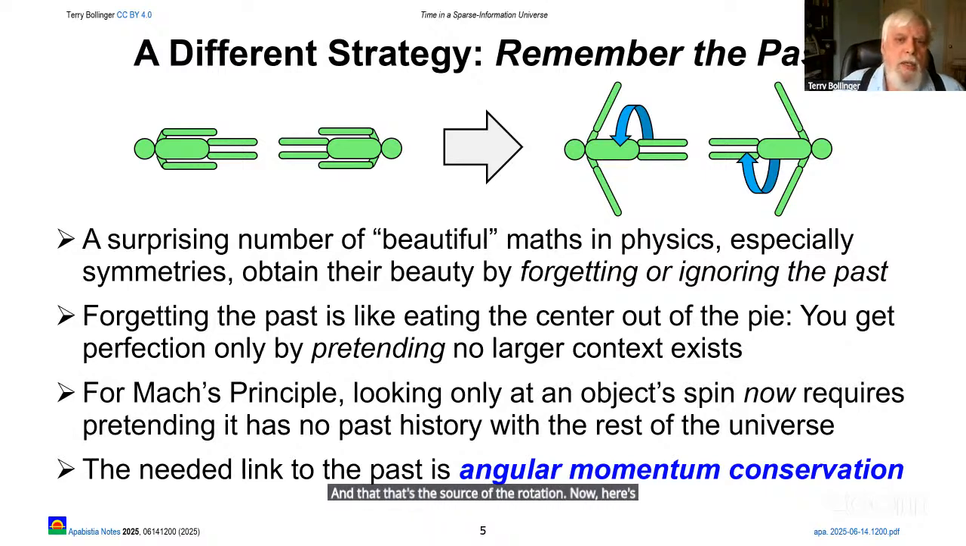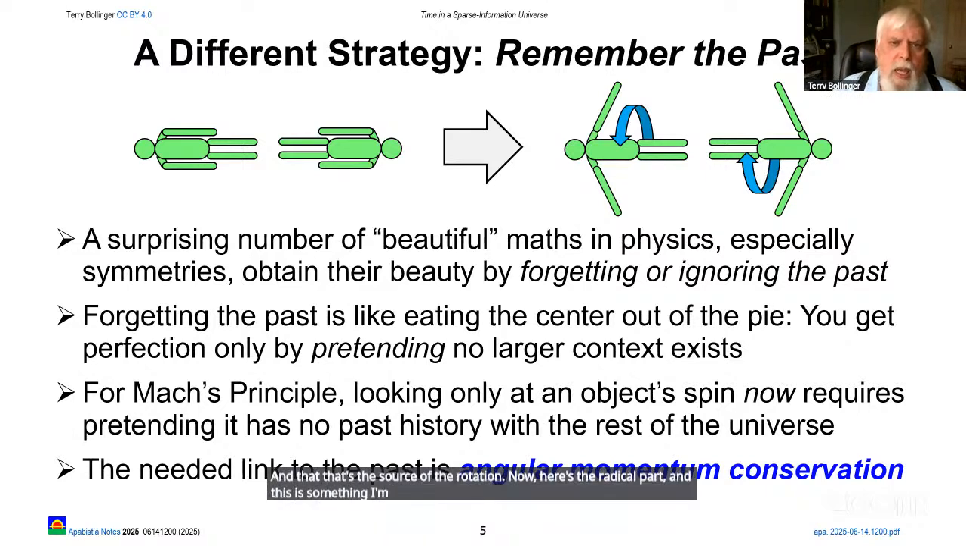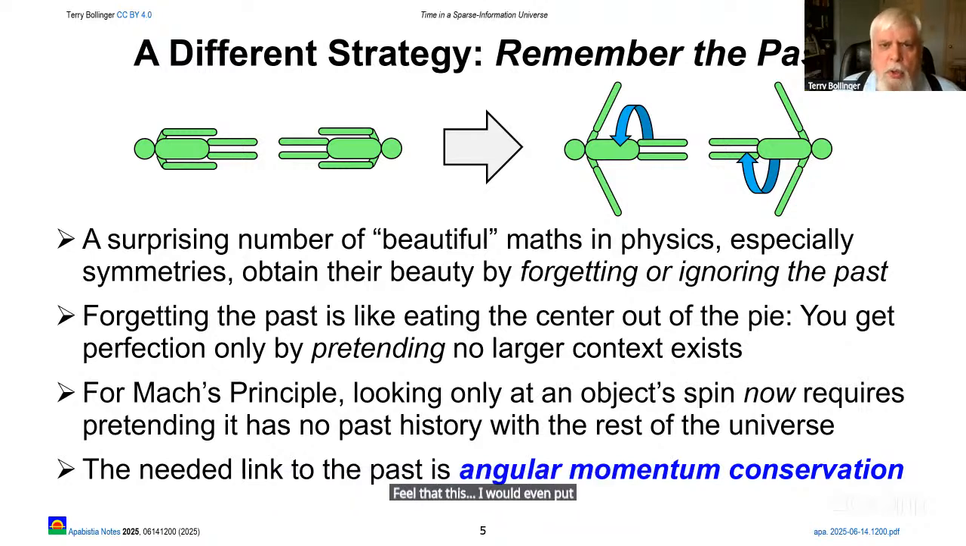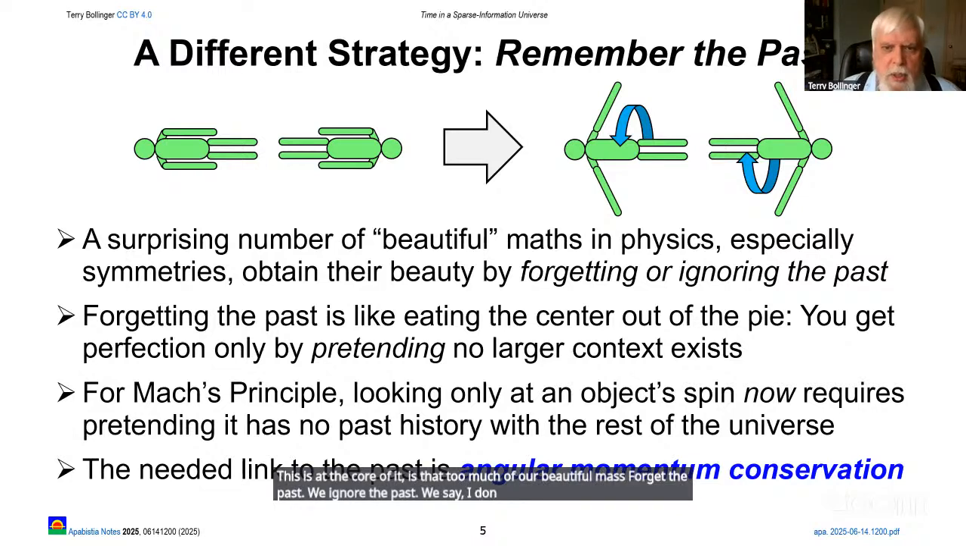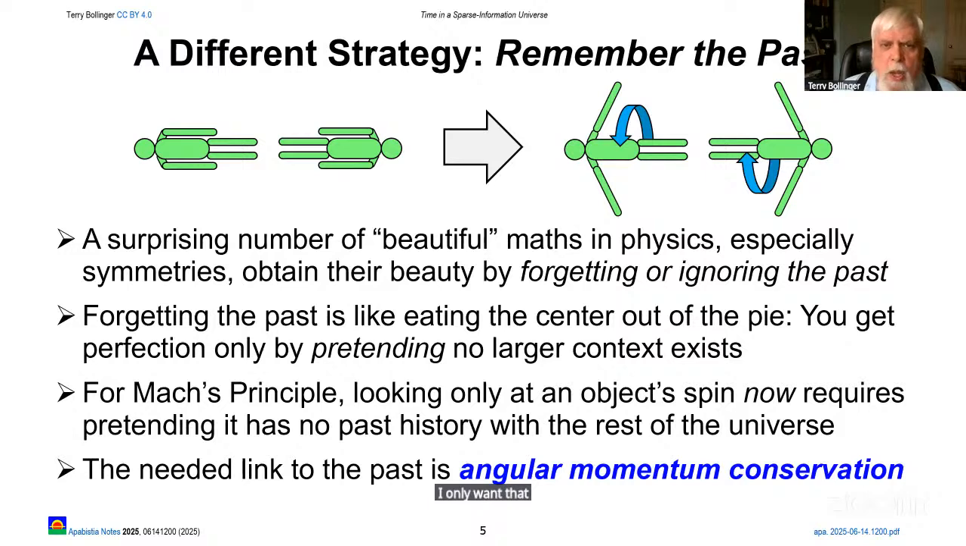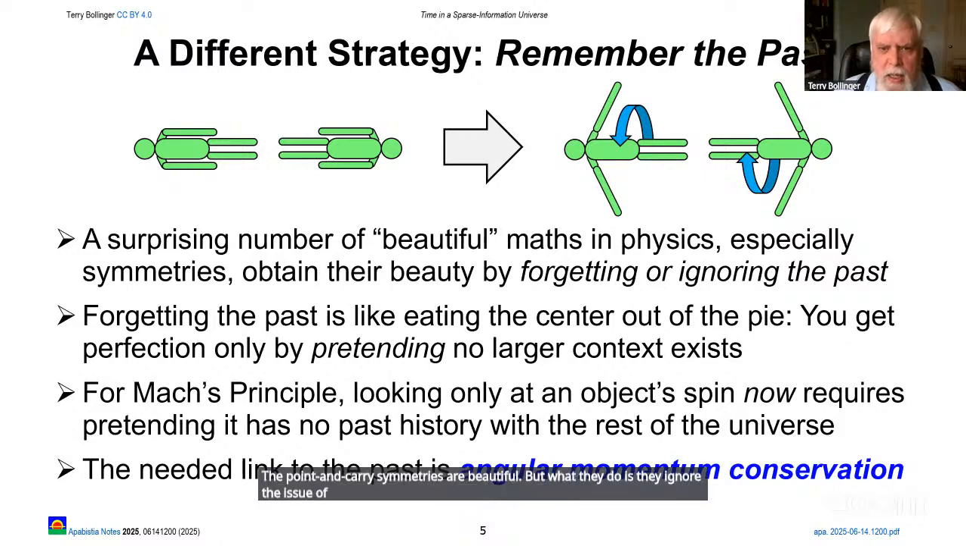Now, here's the radical part, and this is something I increasingly feel. I would even put it this strongly: if you want to see why there's a lack of resolution in physics, this is at the core of it. Too much of our beautiful maths forgets the past. We ignore the past. We say, I don't want the past. I only want that pretty little piece in the middle. I only want the Poincare symmetries. The Poincare symmetries are beautiful, but what they do is ignore the issue of how did I get there, or they treat it as trivial. You just call it a boost and leave it like that.